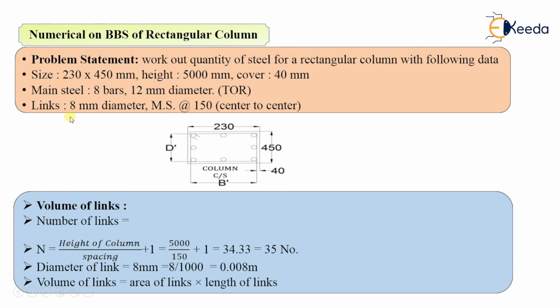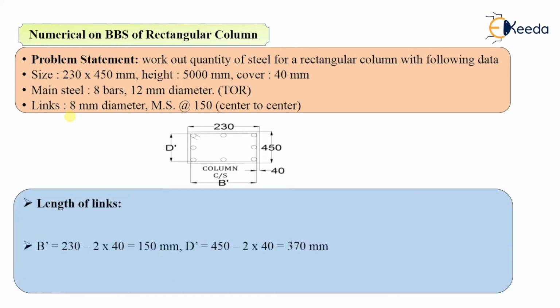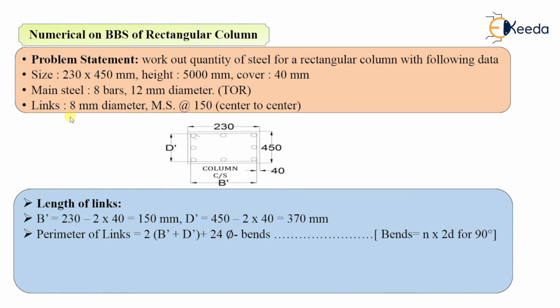So how can you find it out? See, the length of links. First, I will calculate B dash and D dash. What is B dash? It is the total width of column minus cover from both the sides. That is 230 minus 40 minus 40, or you can say 230 minus 2 into 40. That is what I have written here. B dash will be total width of column minus 2 times the cover. Cover is 40 mm, that is 230 minus 2 into 40, which comes as 150 mm.